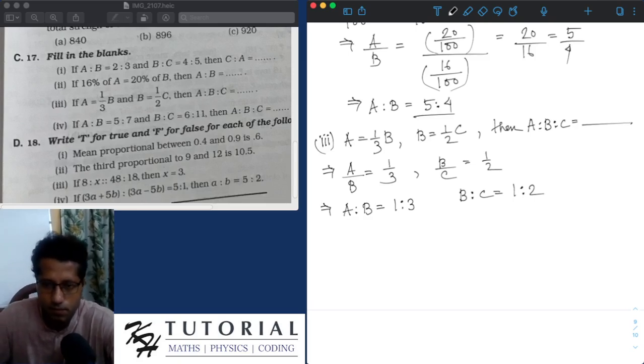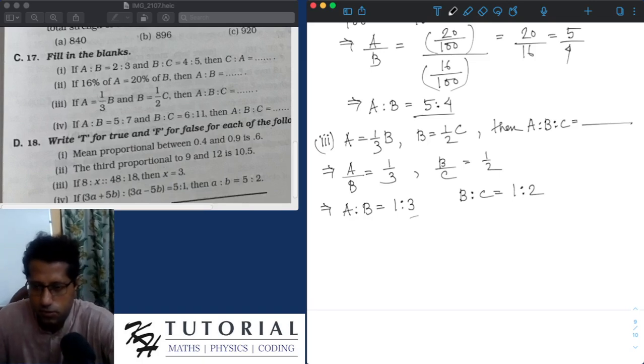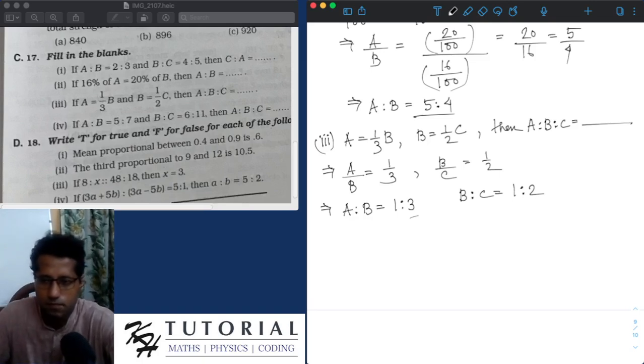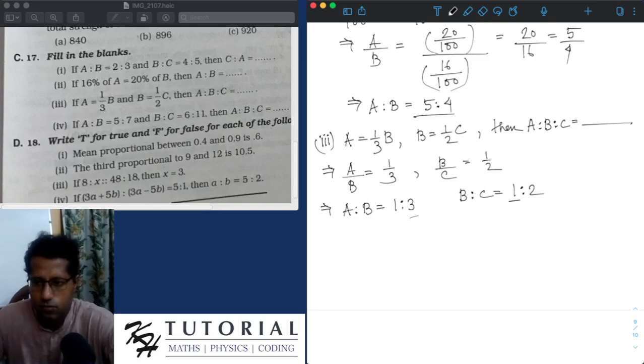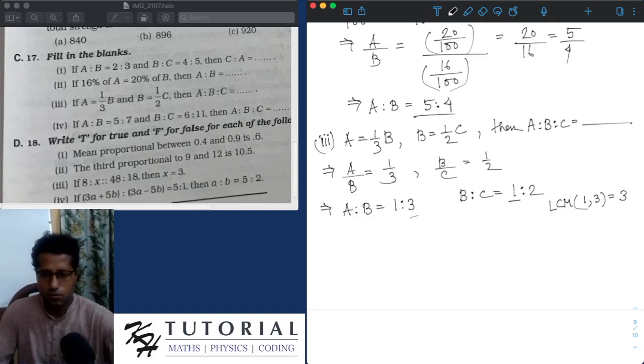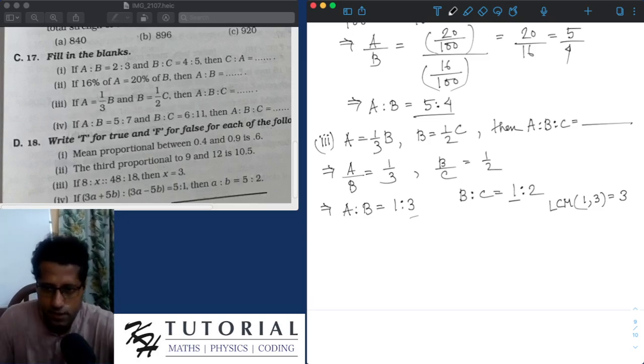In the first ratio, the second term, that is the B term, is 3, and in the second ratio, that is B is to C, the first term B is 1. So we have to make them the same, and the same will be the LCM of 1 and 3, which is 3. So we have to convert the ratio A is to B, which is 1 is to 3, so that the second term is 3.